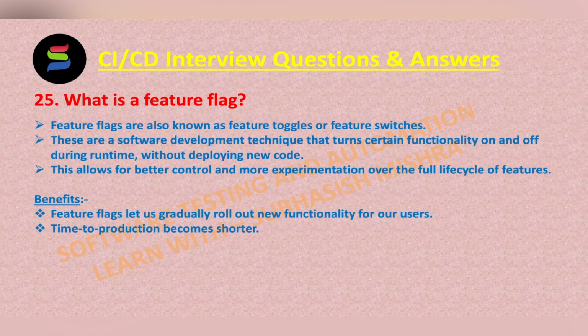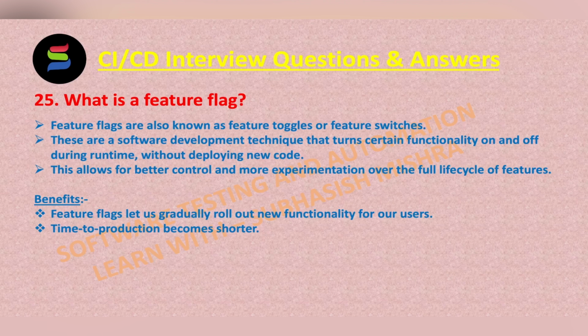Then what are the benefits? Feature flags let us gradually roll out new functionality for users. By enabling a feature for some users and keeping the feature hidden from others, we can get feedback from specific users. We can do alpha or beta testing and use a feature flag to improve UX for some users, and we can see if that functionality becomes more discoverable or not.